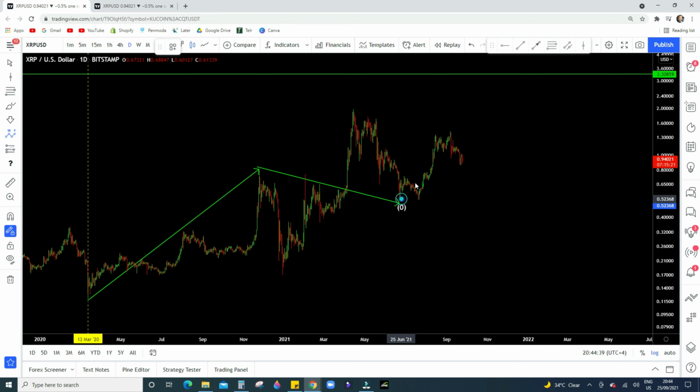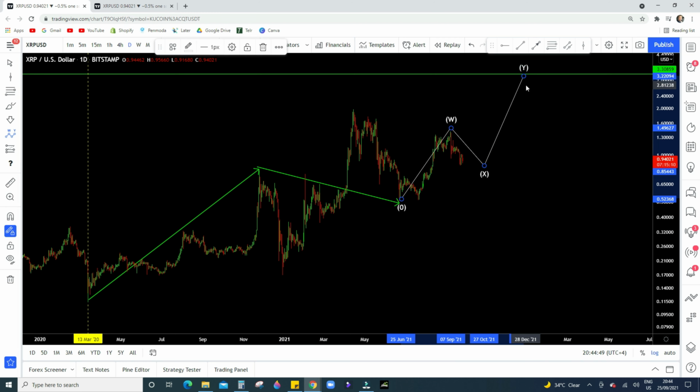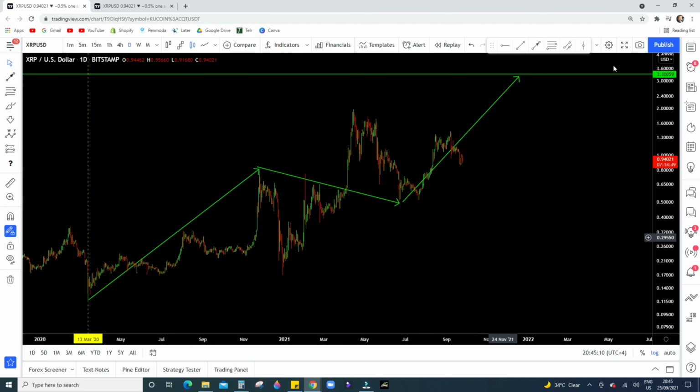So we could have a W, an X, and then a Y. And this specific scenario makes more sense over here. So if this happens, it will complete the third and the last wave of this structure. And this way, the bigger picture will be complete. So the overall movement of XRP in this cycle will be an impulse, a correction, and then another impulse.